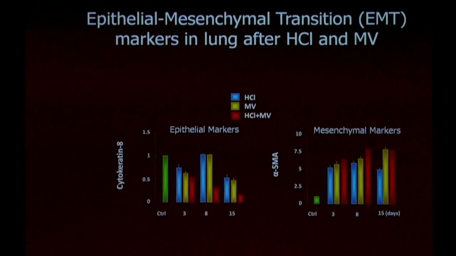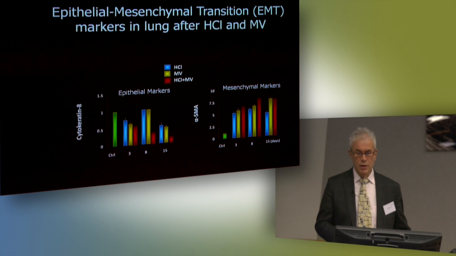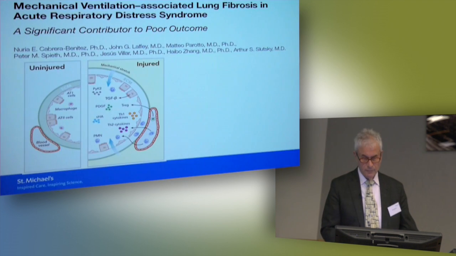When we looked at epithelial mesenchymal transition, basically, you can identify this by markers on the cells. You can see that cytokeratin, which is an epithelial marker, over 15 days, if you look at the red, decreased over these 15 days. And alpha SMA, this is a mesenchymal marker, increased. So basically, evidence that EMT was actually occurring.